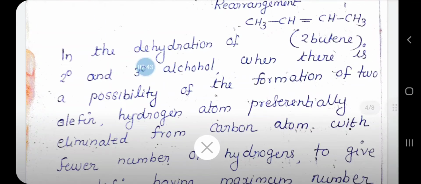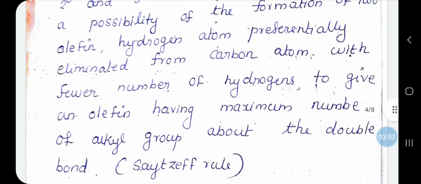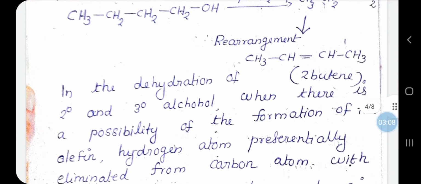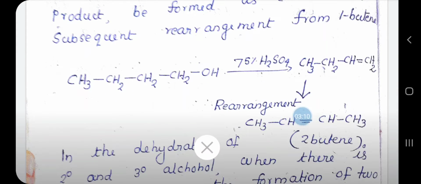The rule says that in the dehydration of secondary or tertiary alcohols, when there is a possibility of the formation of two olefins, as seen in the example, the hydrogen atom is preferentially eliminated from the carbon atom with the fewer number of hydrogens, to give an olefin having the maximum number of alkyl groups about the double bond. So considering the double bond, two alkyl groups will come on both sides, here only one and here three. So it will be symmetrical and it will be more preferable.